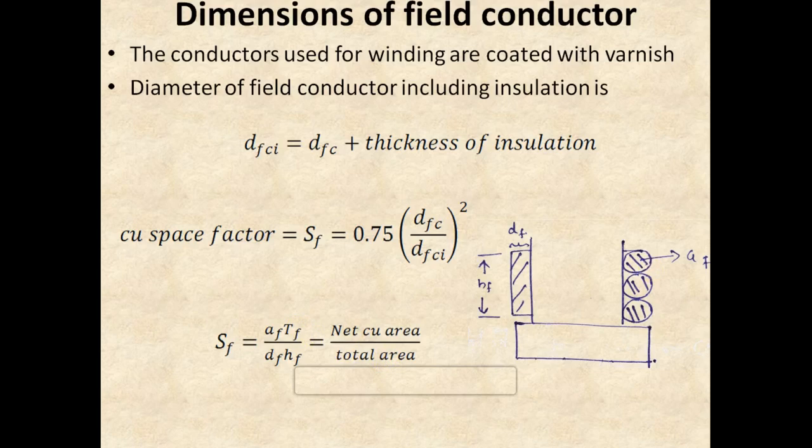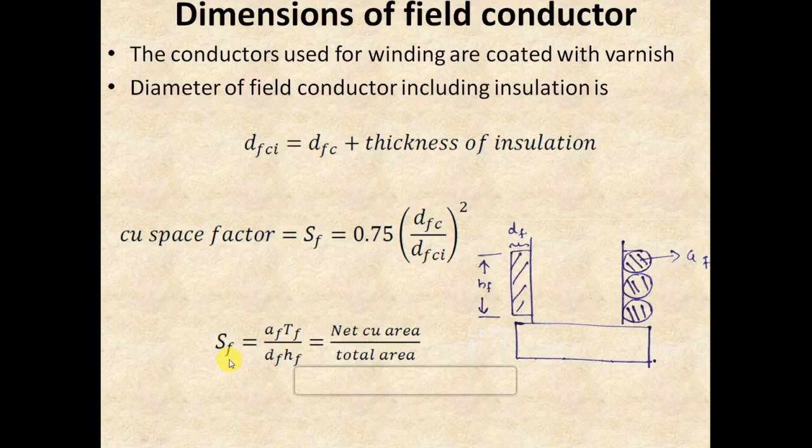But usually all these conductors in this group of field coil are wrapped together with a tape. You will be able to see that in the left side of this pole core. In the right side we have shown it without the tape, but in the left side we have shown all these three conductors being wrapped together with a tape. So we will be able to find the total area by simply multiplying this height of field winding with the depth of the field winding. So this indicates the total area, and while taking the ratio of net copper area to total area, we will be able to get the value of copper space factor, which is usually indicated as SF.